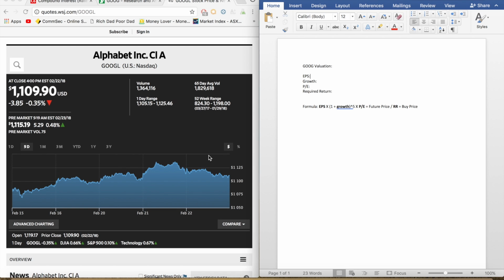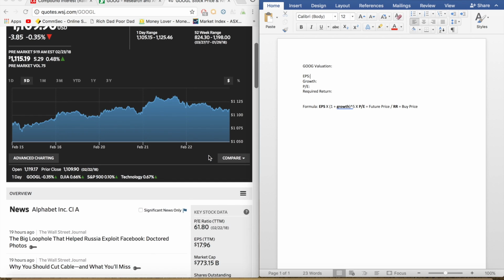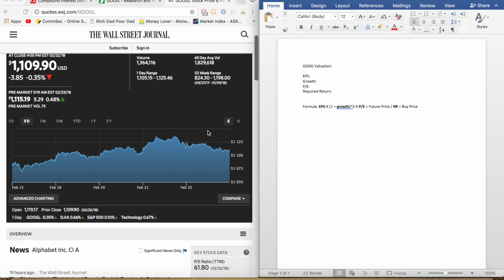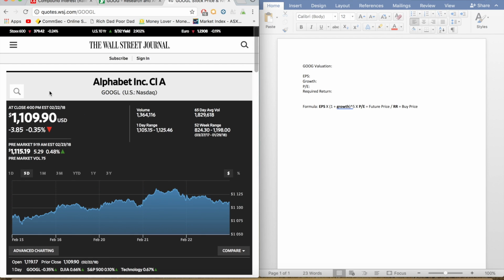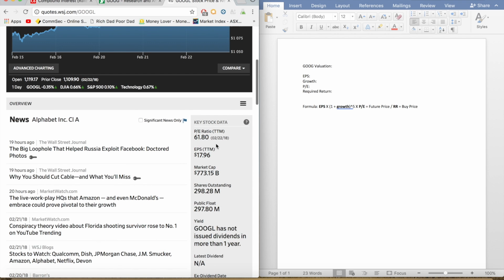So the first number we need is earnings per share. And so we'd come down onto Wall Street Journal, we'd search Google, and here it is. And the earnings per share is just here. However, it's 18. Without the one-time tax hit, it would have been $32 per share. So that's the number that I'm going to use there. So I'll put 32 in there.